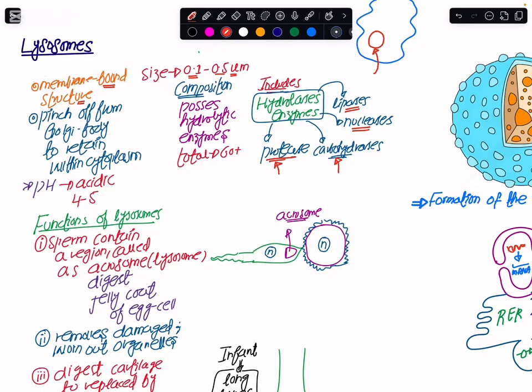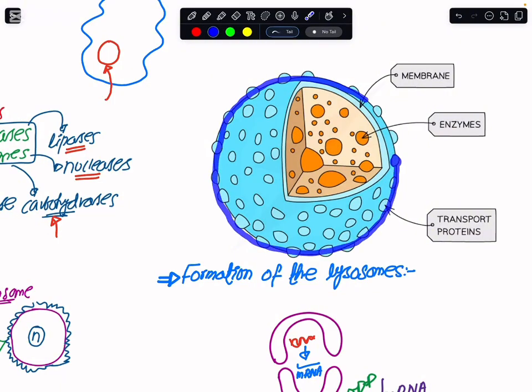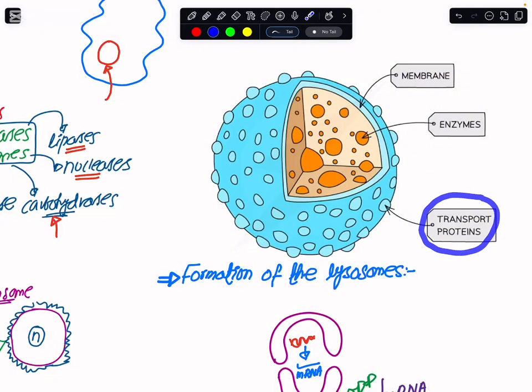Now, if I were to show you the diagram of this lysosome, on the outside we have this membrane, so that the enzymes must not leak out. Within the lumen of the lysosome there would be the presence of the enzymes. Another important thing is that within the membrane of these lysosomes, we also have some transport proteins, and these transport proteins move some charged particles into the lysosomes with the intention of changing the pH of these lysosomes.